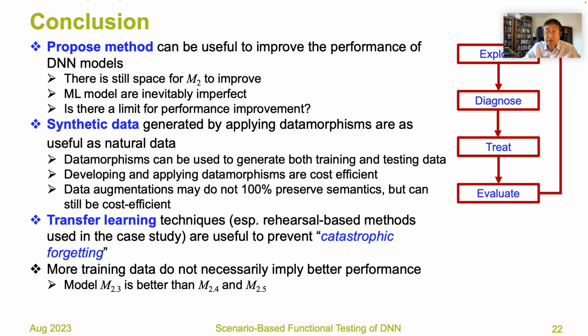The third observation is that transfer learning techniques, especially the rehearsal-based method used in the case study, are useful to prevent the so-called catastrophic forgetting. Finally, more training data does not imply better performance. For example, in our case study, Model 2.3 is better than Model 2.4 and 2.5, where Model 2.4 and 2.5 have more training data than Model 2.3.